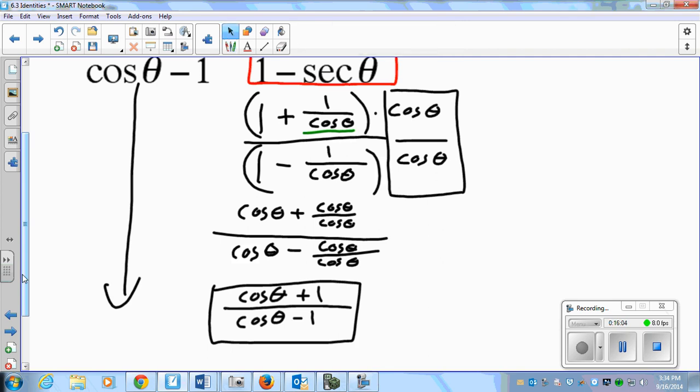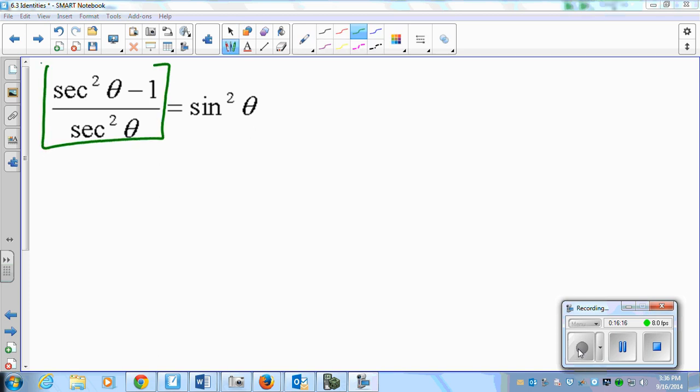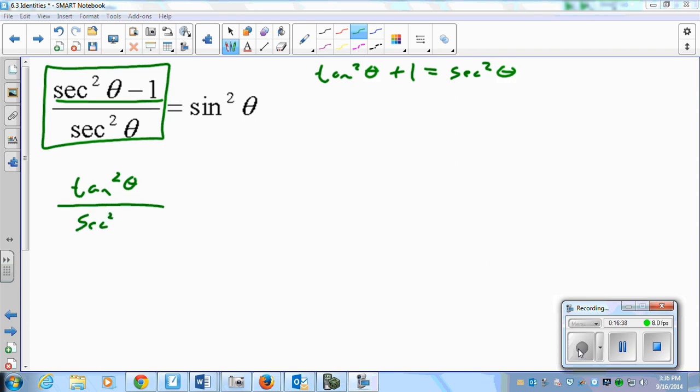All right, let's try another one here. For this one, what I want to do is identify, this looks a lot like my Pythagorean identity. My right side's simpler, so I'm going to try and simplify my left side. So secant squared theta, from my Pythagorean identity, says that tangent squared theta plus 1 is equal to secant squared theta. We're going to use that and recognize that the numerator there can be written as tangent squared theta over secant squared theta.